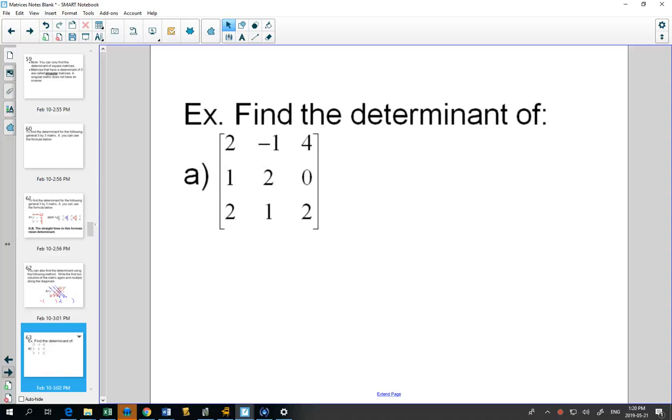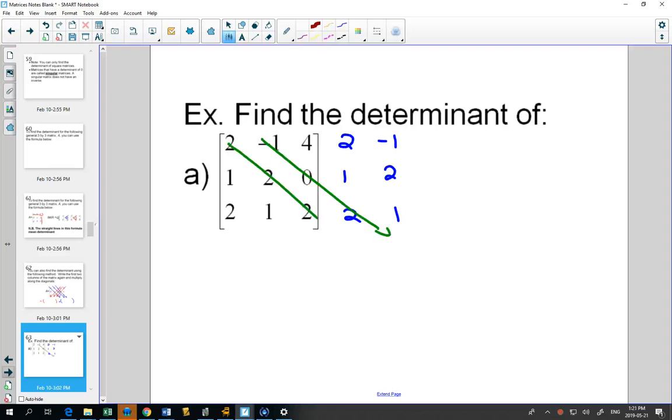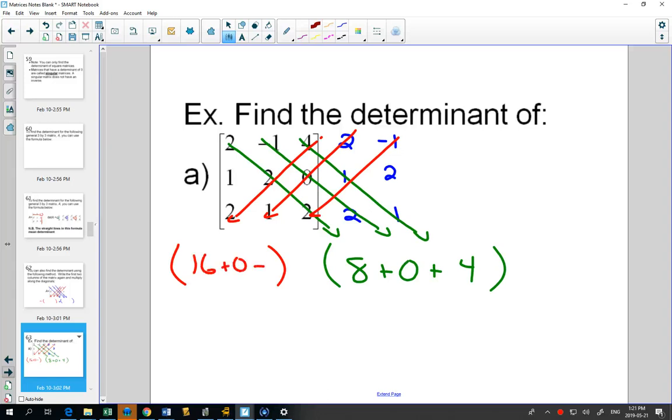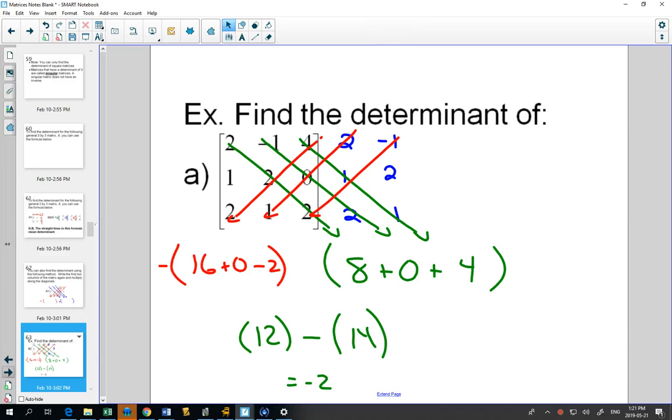So finding the determinant of this using that first method, we rewrite 2, 1, 2, negative 1, 2, 1. These three diagonals, we get 8 plus 0 plus 4. These three diagonals, 16 plus 0 minus 2. Add them up, you would get 12 minus 14, a determinant of negative 2.